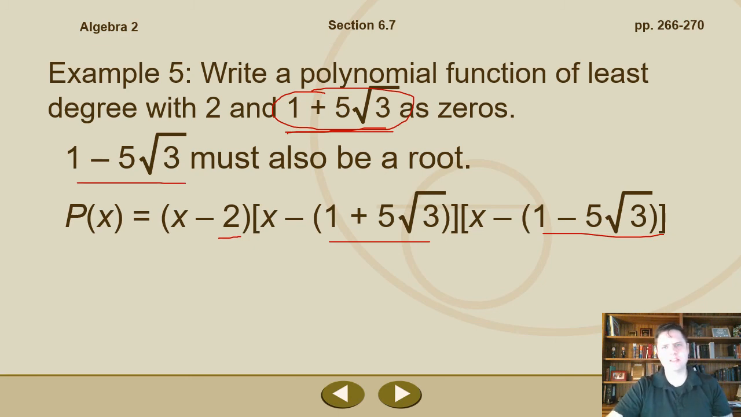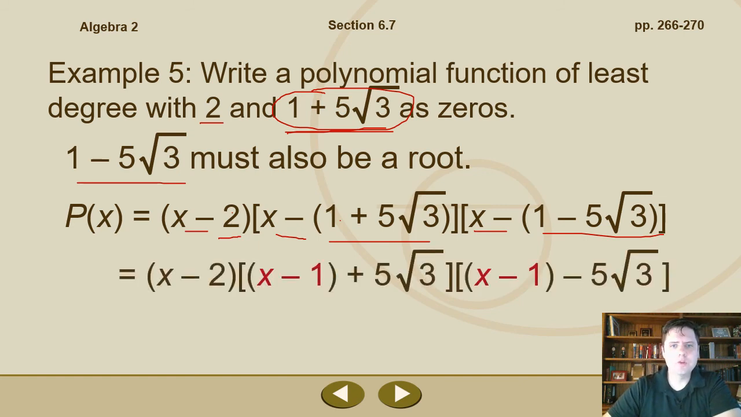Now this looks really messy, but I just want to at least show you the way in which you would go about this. You would just put whatever the roots are. Here's 2, 1 plus 5 square roots of 3, 1 minus 5 square roots of 3, and we just always write x minus those roots in each case. So x minus, x minus, x minus. Okay, now you can multiply this out.